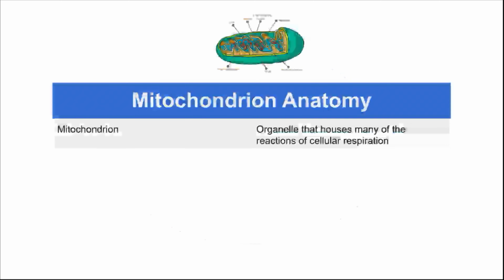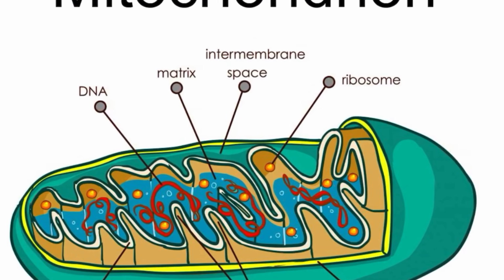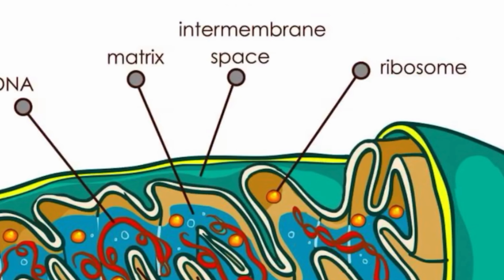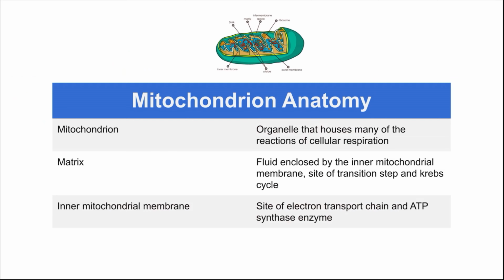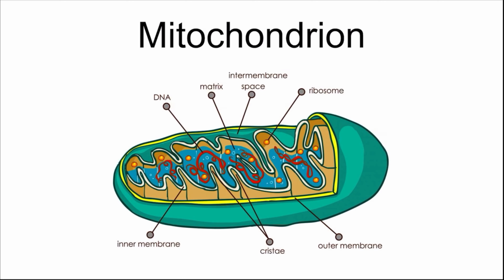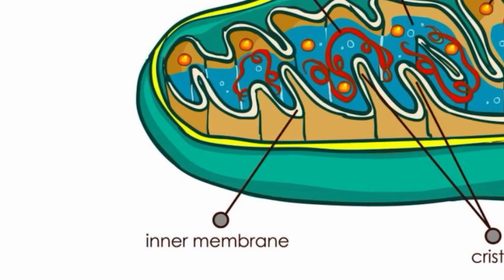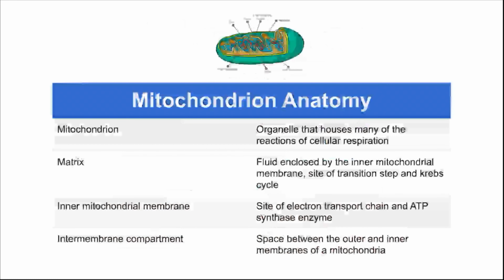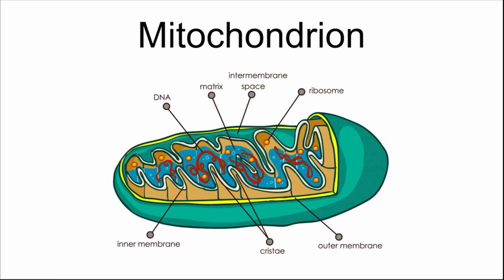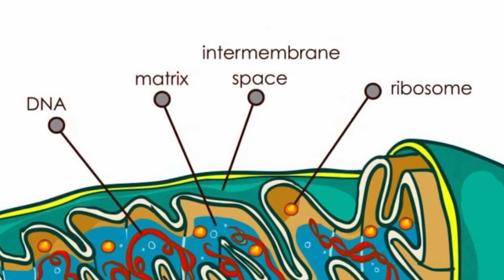The mitochondria is an organelle that houses many of the reactions of cellular respiration. We call the fluid enclosed by the inner mitochondrial membrane the matrix, and this is the site of transition steps and the Krebs cycle. The inner mitochondrial membrane is the site of the electron transport chain and the synthesis of ATP using the enzyme ATP synthase. The intermembrane compartment is the space between the outer and inner membranes of the mitochondria.